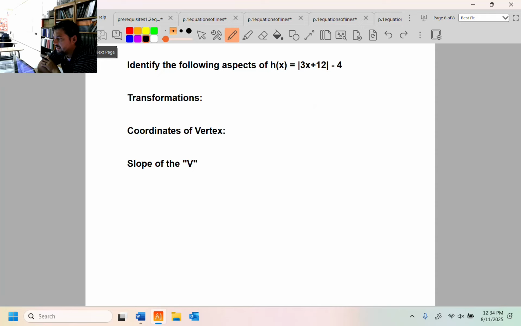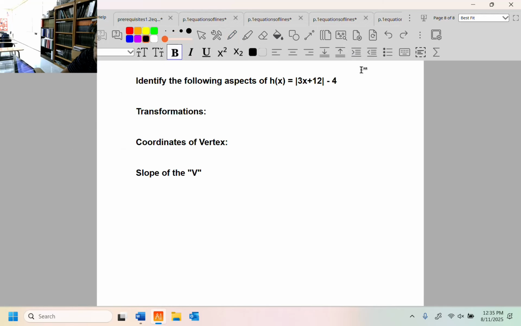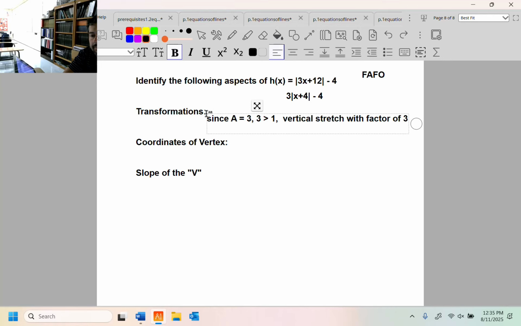Thankfully, I'm on the last page. Identify the following aspects of h of x equals 3 times x plus 12, minus 4. Now, you're going to have to do your FAFO thing here again. Factor and find out. Doesn't stand for what you think it is. It's factor and find out. So I noticed that I could pull a 3 from both pieces on the interior. All right, what's that mean has happened? Okay, so since a is 3 and 3 is greater than 1, there is a vertical stretch with a factor of 3. Now, if I focus on x plus 4, this tells me not right 4, left 4 units.